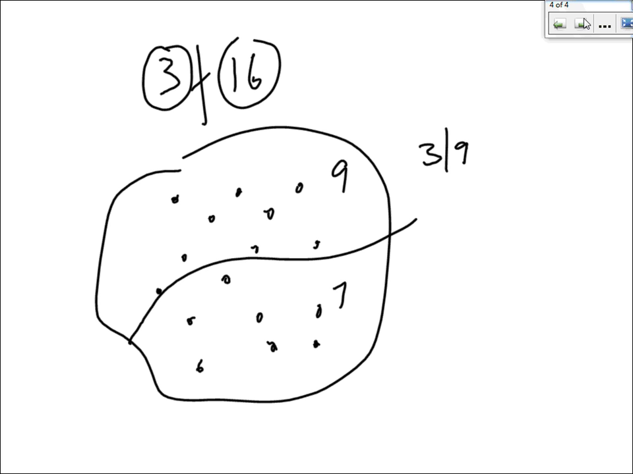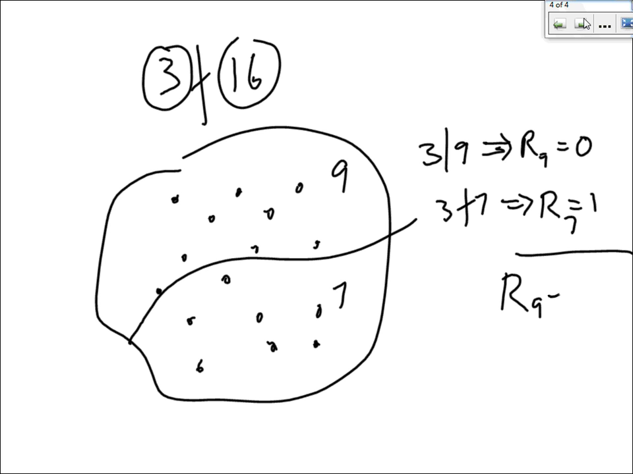Well, 3 goes into 9, which means the remainder when we divide 3 into 9 will be 0. Okay, but 3 does not divide 7, which means the remainder in this case is 1. 3, 6, is 1 left over. So here, the remainder of 9 plus the remainder of 7 is 1, which is not 0 or 3. It's neither of them.